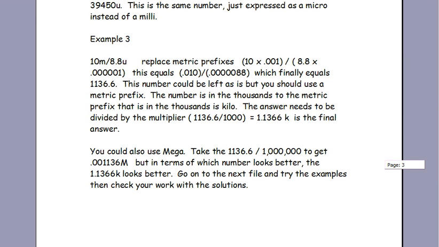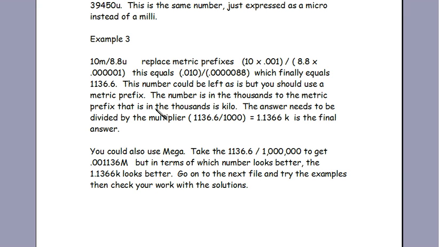And finally, example 3. I have 10 milli divided by 8.8 micro, so I'm going to replace the metric prefix. I take 10 times the multiplier of milli, divide that by 8.8 times the multiplier of micro, so I'm going to get 0.010 divided by 0.000088, which finally equals 1136.6. This number could be left as is, but you should use a metric prefix.